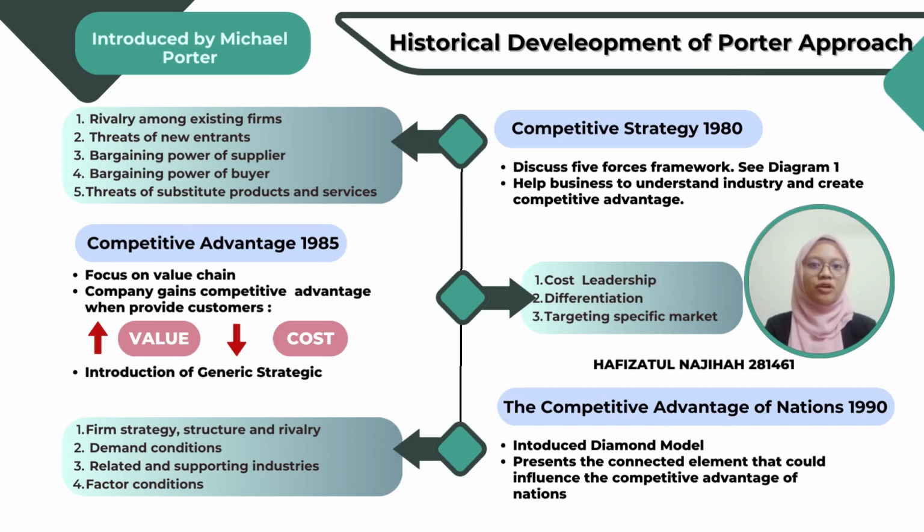Assalamualaikum warahmatullahi wabarakatuh. I will continue to discuss the historical development of the Porter approach. This approach was introduced by Michael Porter. He wrote 3 different books. First, in 1980, Competitive Strategy, which discussed the five forces framework. I will discuss this further later. In 1985, he wrote Competitive Advantage, which discussed the value chain. Here was the introduction of generic strategy. And lastly, in 1990, he wrote The Competitive Advantage of Nations, which discusses the diamond model, presenting the connected elements that influence the competitive advantage of nations.